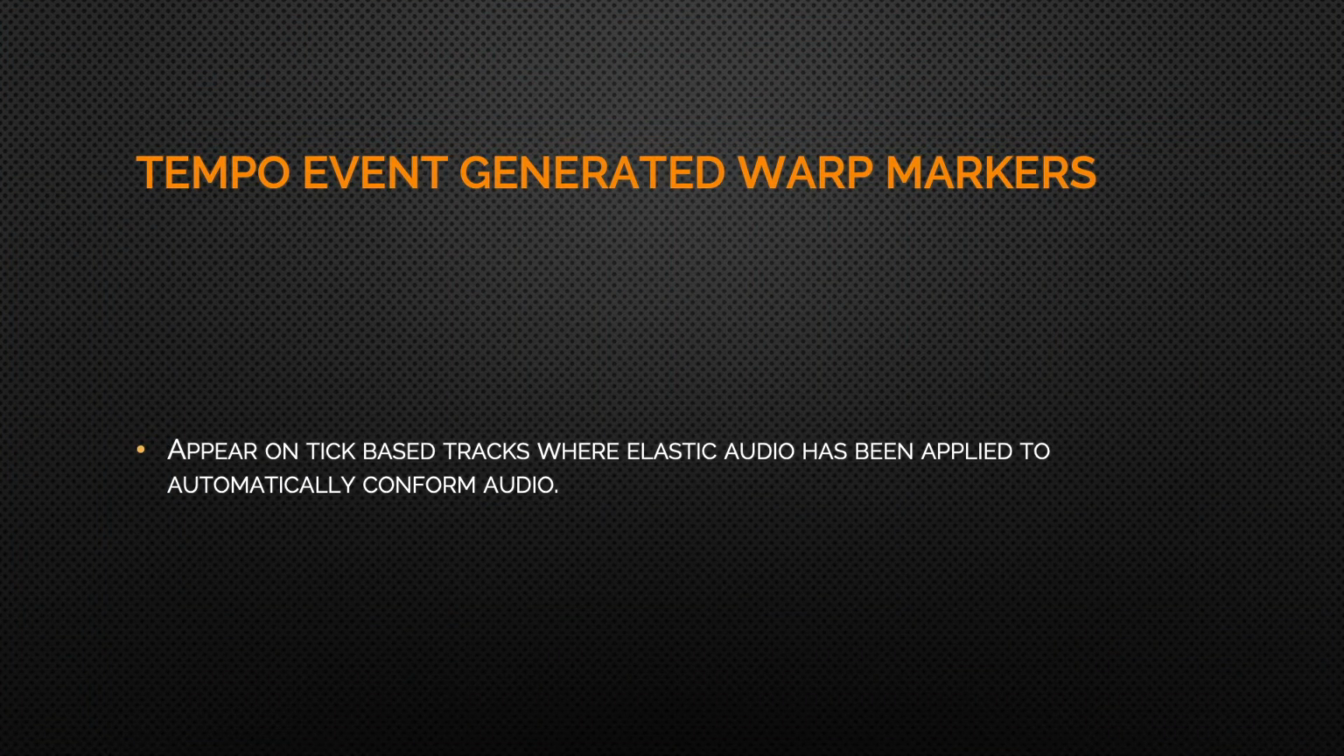Tempo event generated warp markers. Tempo event generated warp markers are vertical grey lines with a diamond at the top that indicate where elastic audio processing has been applied to automatically conform audio to tempo events. They appear on tick-based tracks only and are not editable. If you change the track time base from ticks to samples, any tempo event generated warp markers will convert to regular editable warp markers, as the audio will no longer automatically conform to the tempo map.